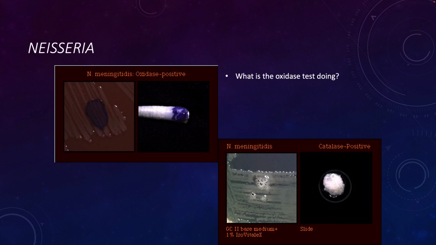Here we're looking at biochemical results from Neisseria meningitidis, both oxidase and catalase. And remember, I think you should look up the oxidase test and remind yourself what it's looking for, and think of what other, especially gram-negative bacteria, have we talked about that are oxidase positive and oxidase negative.